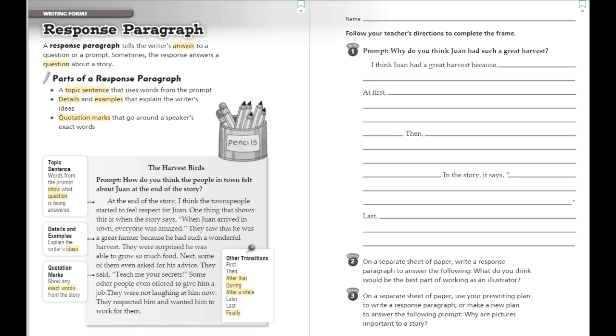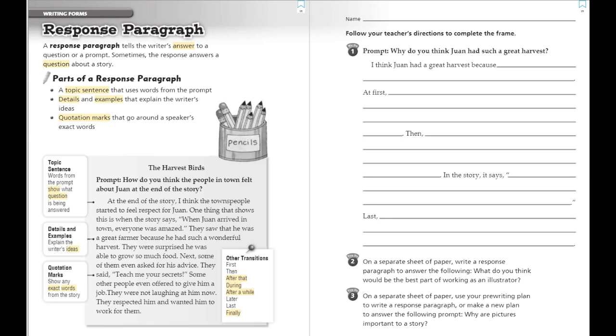Next, some of them even asked for his advice. They said, teach me your secrets. Some other people even offered to give him a job. They were not laughing at him now. They respected him and wanted him to work for them.